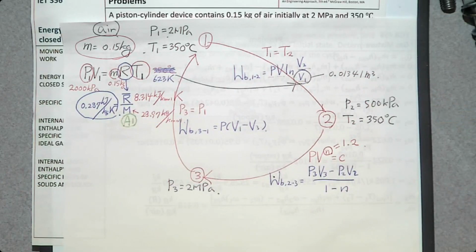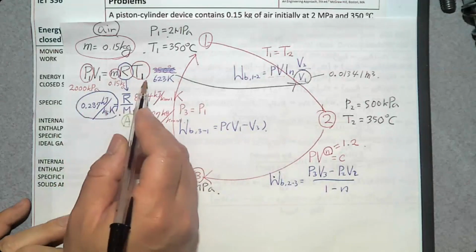What about V2? Do we know V2? No, but we know pressure and temperature. Then how can you determine V2? We can use the ideal gas equation again, this time at number 2, right? Do not apply the ideal gas equation for a process. Always apply this ideal gas equation at a state, not for a process.